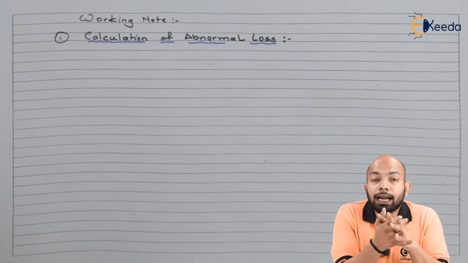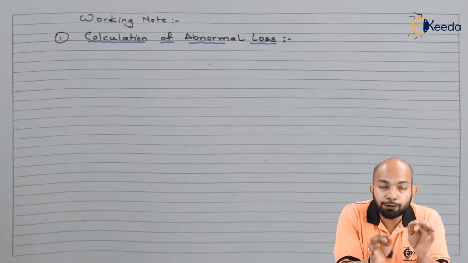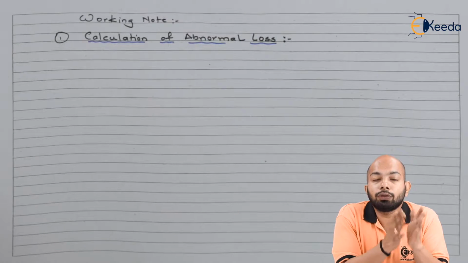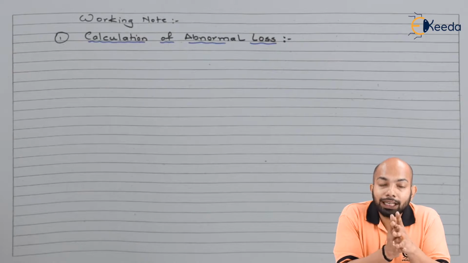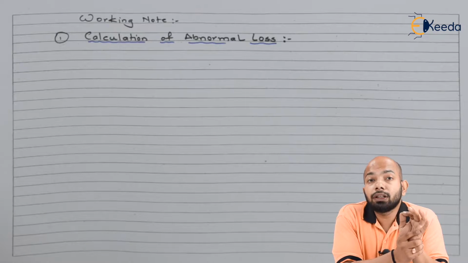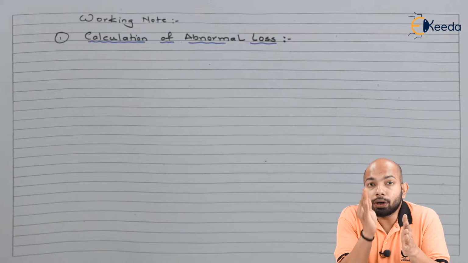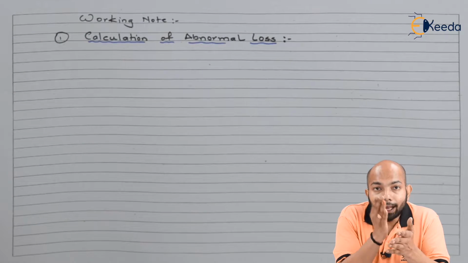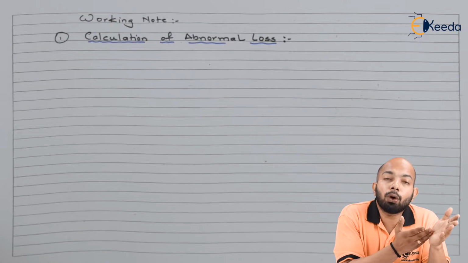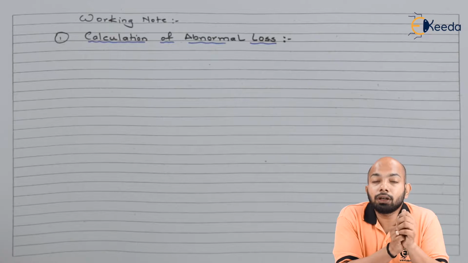To calculate the abnormal loss, you first have to figure out the cost of the consignment that has been sent out. That means the total cost of 5,000 kilos plus the freight and other charges will give you the per kilo cost, and that cost can then be applied to the abnormal quantity. So let's start with the cost of all 5,000 kilos sent out.